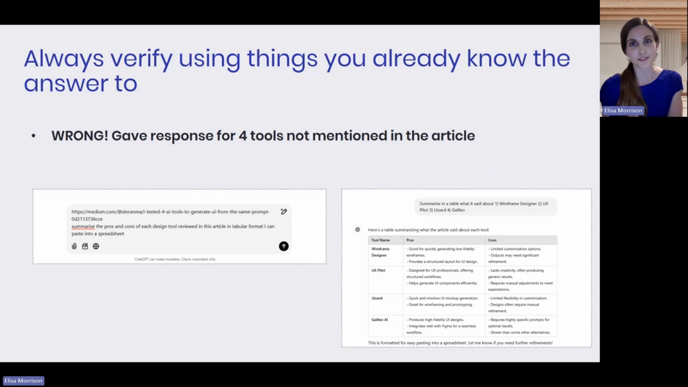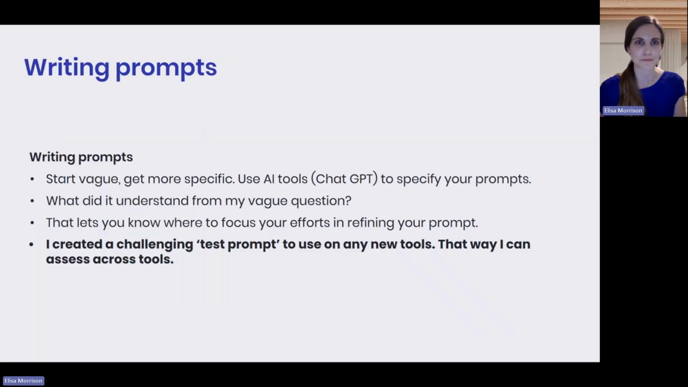Just to really stress, always verify using things you already know the answer to. This was a really simple example, but I gave ChatGPT an article and I asked it to summarize the design tools mentioned in the article because it was really easy for me to check that. And it mentioned several, 4 tools that weren't mentioned in the article at all. So there'll be an extra layer of work anytime you use AI, where it's going to do the thing really quickly for you, but then you're going to have a new stream of work of needing to check and validate. So you want to have that process set up beforehand. And a good way to figure out how to check is, again, using what you know. If you take one thing away, take that away.